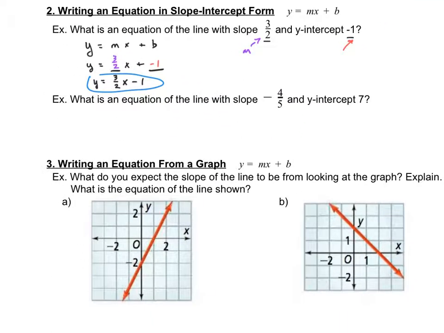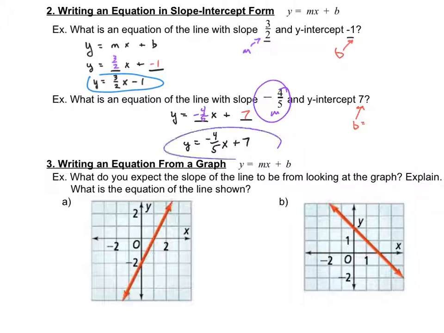Doing the same here, I'm going to have y, an x, and a plus. I'm going to have my slope and my y-intercept. My y-intercept is going to be 7. b is going to be equal to 7. And then my slope is going to be -4/5. So there we go. We have y = -4/5 x + 7 as my new equation of a line.